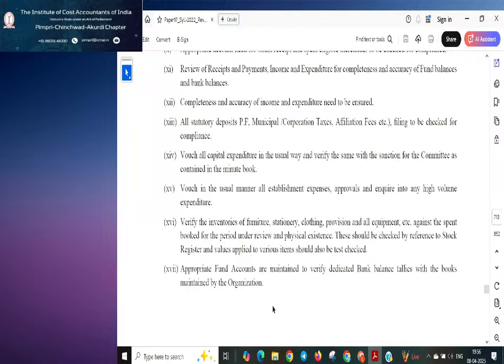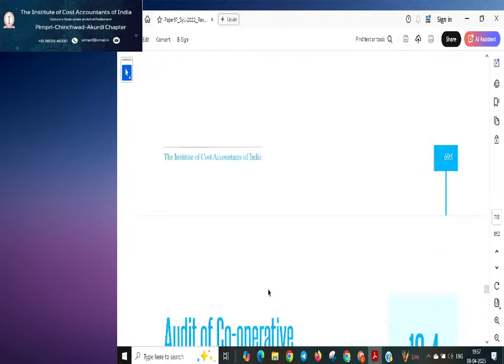Appropriate fund accounts are to be maintained. That is very important. Like for example, you get a donation for building fund. That should be properly maintained and should be shown on the balance sheet as building fund account instead of putting that amount under general reserves. This is very important because this fund utilization should also be for that specific purpose for which the fund was created.